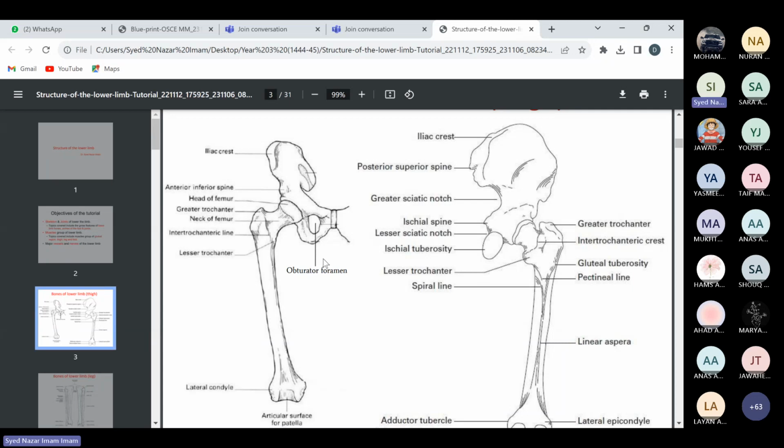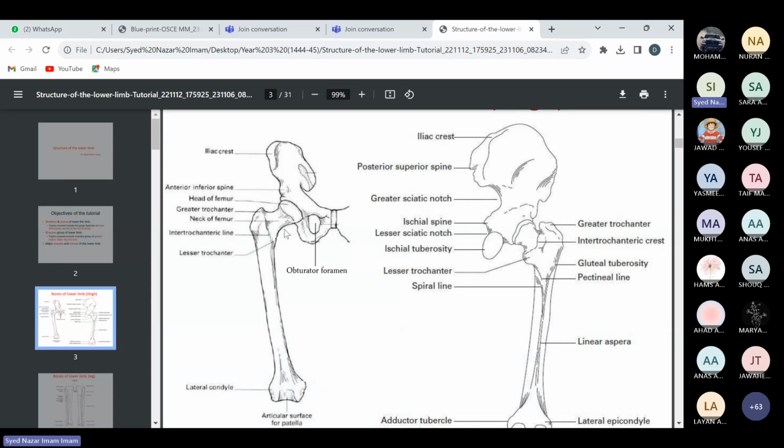The femur is like your humerus of the upper limb. So it's a long bone. It has two ends, upper end and the lower end. Upper end is called head, connected to shaft by the neck. And anteriorly we have intertrochanteric line, and posteriorly we have the intertrochanteric crest. Crest is posterior and the line is anterior.